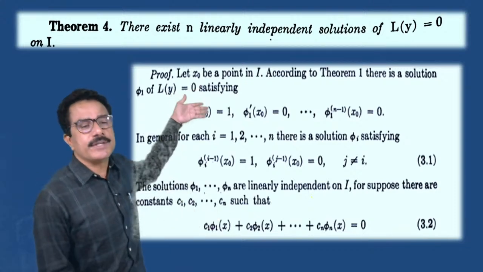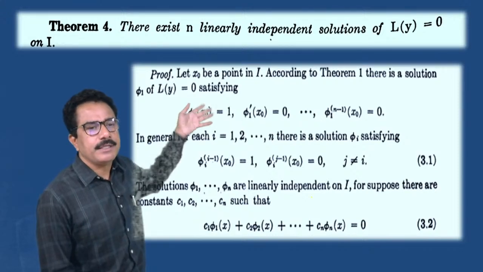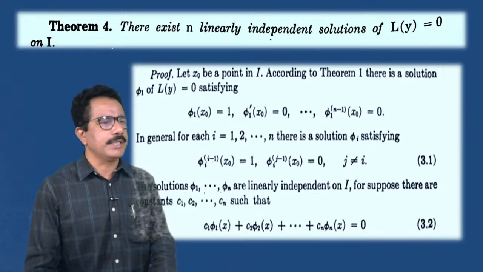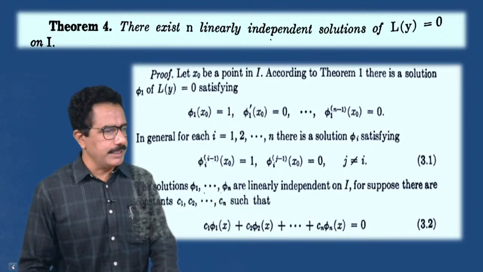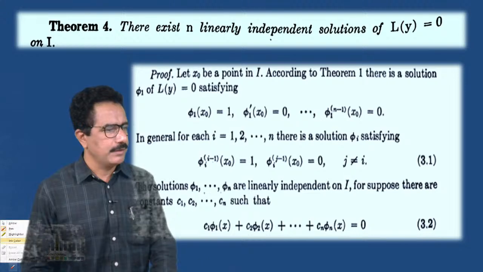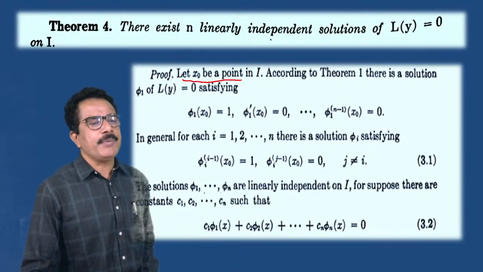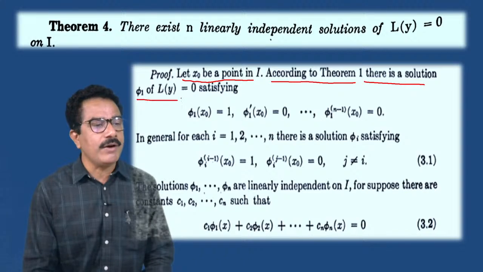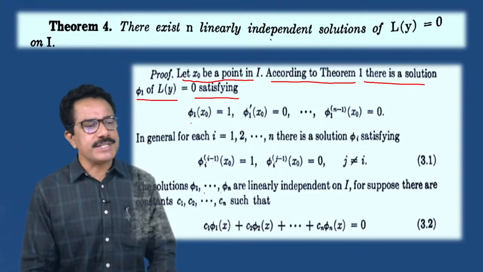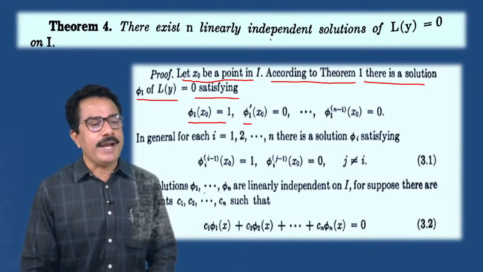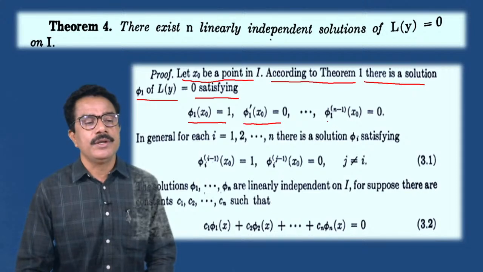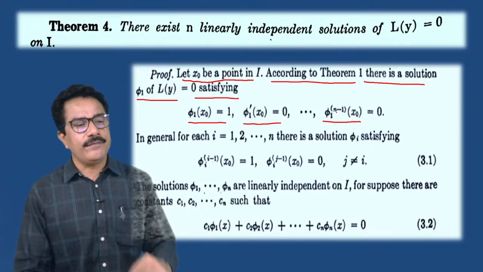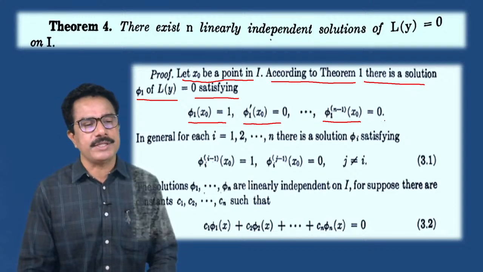Then according to theorem 1 in this chapter, suppose this is theorem 4, we change the numbering. Let x naught be any point in I. According to theorem 1 which we have studied in this chapter, there is a solution phi 1 of L of y satisfying the initial conditions phi 1 of x naught equals 1, phi 1 dash of x naught equals 0, and so on, up to phi 1 raised to n minus 1 of x naught equals 0.